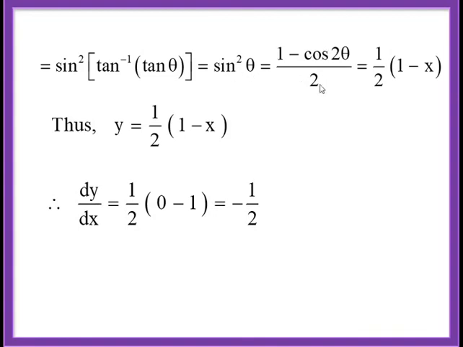1 minus cos 2 theta upon 2. Now you will ask me why to express in this manner. The reason is simple. We have to express this again in terms of x. Now the substitution is x equal to cos 2 theta, and therefore we expressed sine square theta in this form. So replace cos 2 theta by x to get simple function y equal to half into 1 minus x. So what is the derivative? Half into 0 minus 1, because derivative of 1 is 0 and derivative of x is 1. So what is the final answer? It is minus 1 by 2.